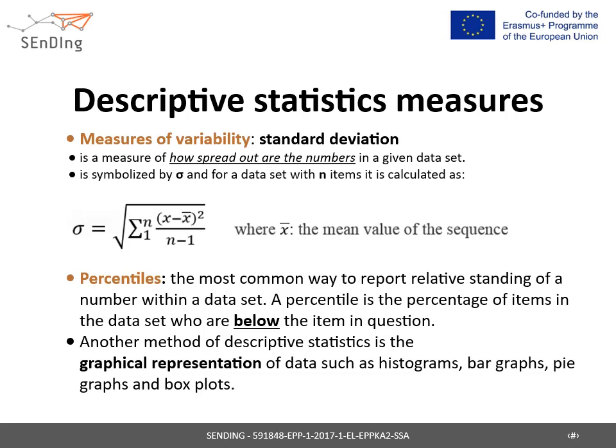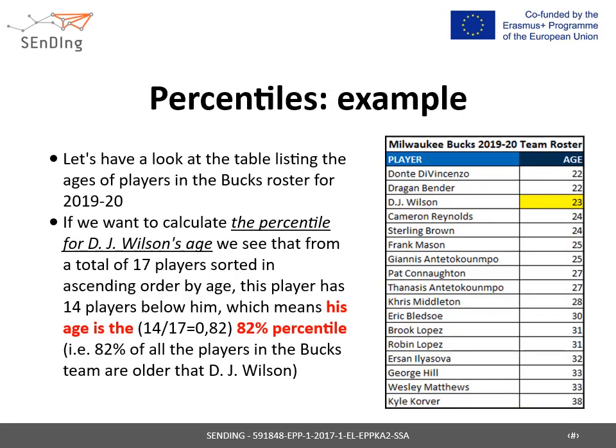Percentiles are the most common way to report the relative standing of a number within a dataset. A percentile is the percentage of items in the dataset that are below the position of the item in question. Another method of descriptive statistics is the graphical representation of data such as histograms, bar graphs, pie graphs and box plots. Let's see an example of percentiles.